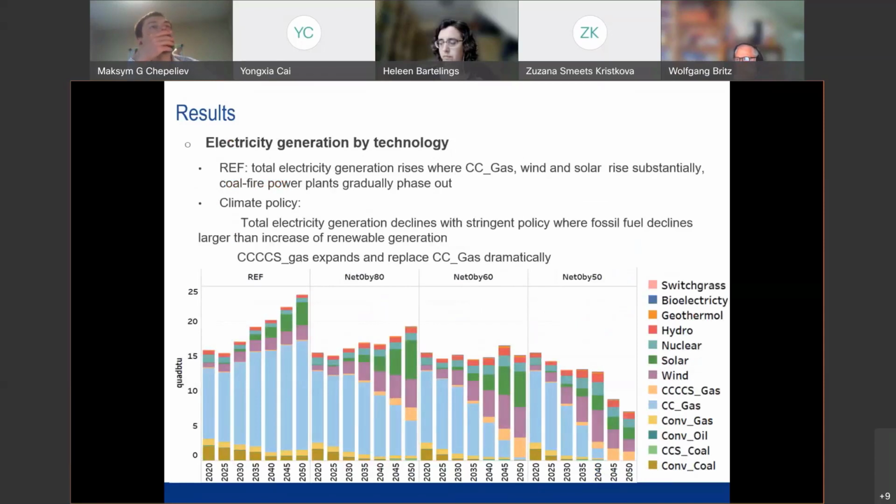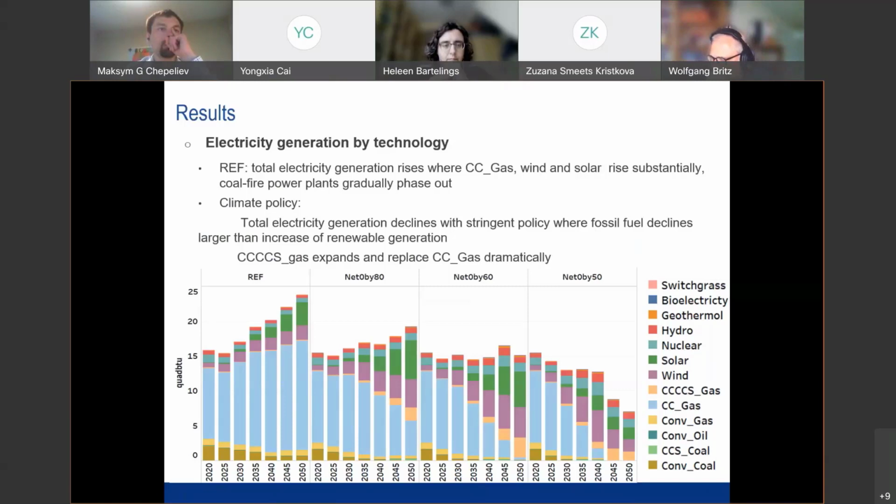This shows the electricity generation by technology. Again, in the reference case, the total electricity generation rises, but we see the coal-fired power plants continue to decline over time, then replaced by the combined cycle natural gas, and the wind and the solar rise substantially.